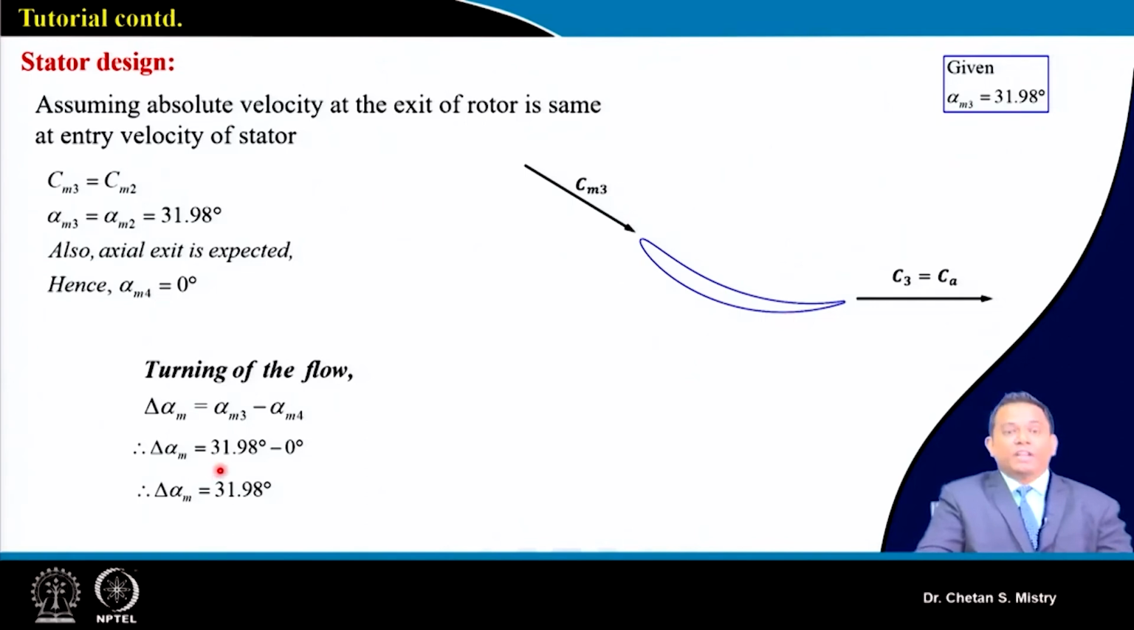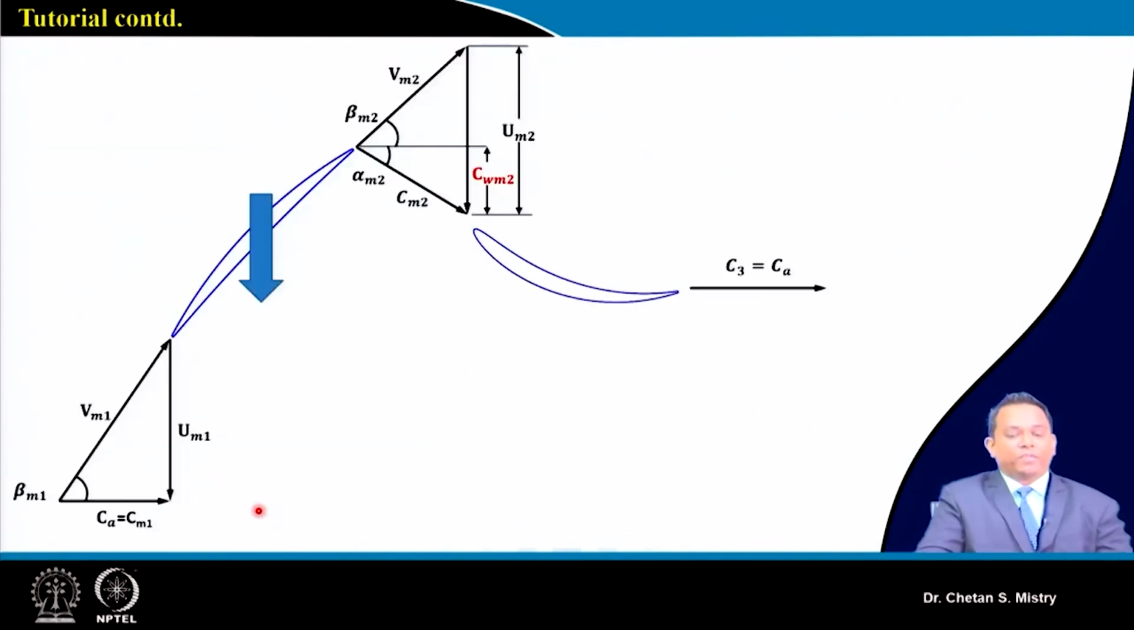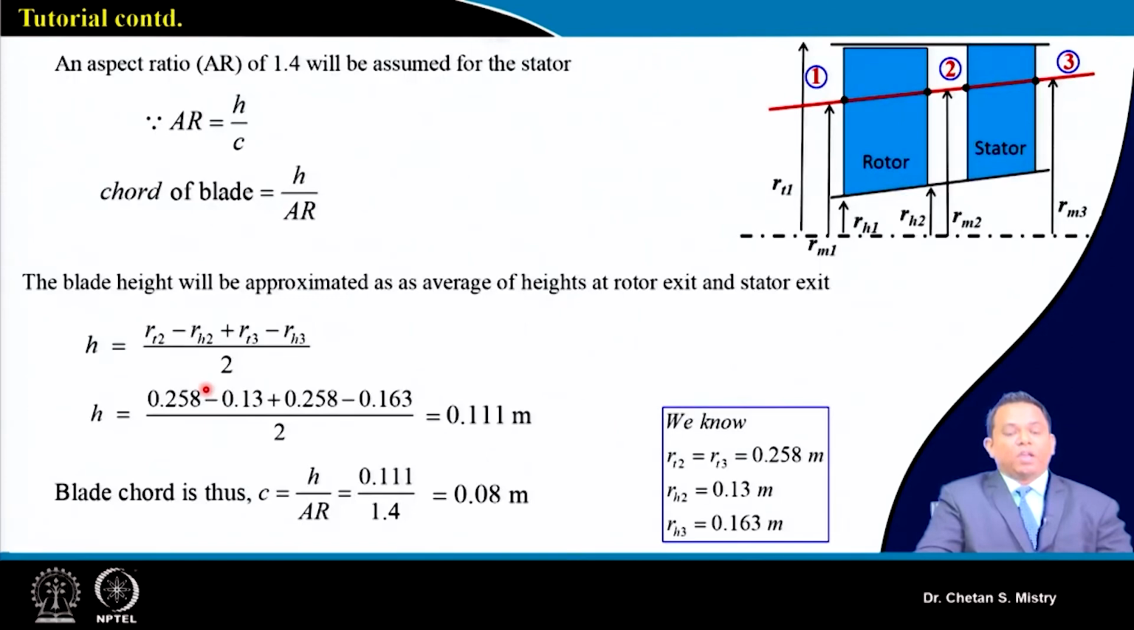Here in this case my delta alpha is coming to be 31.98. Now this is the kind of configuration we are discussing at this moment. Now the next step is the design of the stator. Here also we are looking for what will be the height and what needs to be the chord. We also need an assumption for the number of blades for the stator.